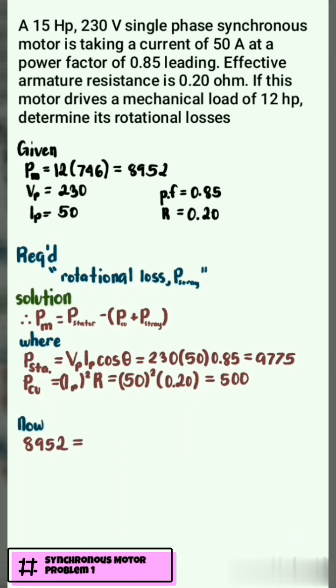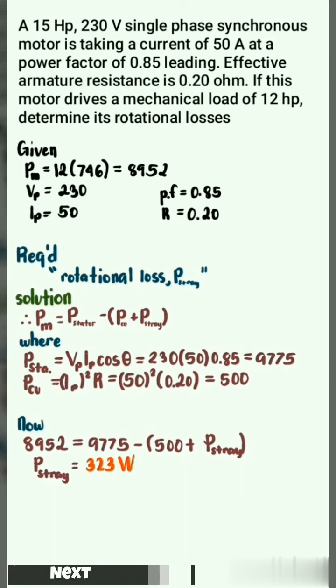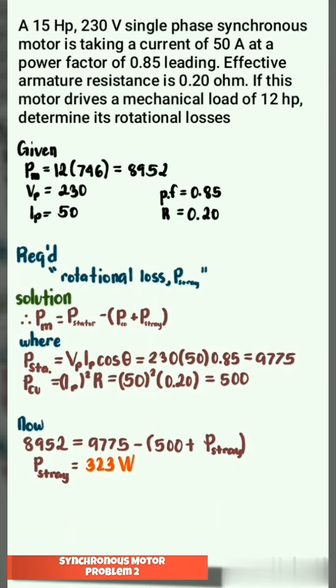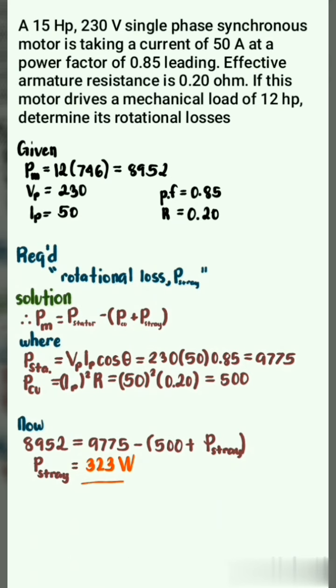8,952 equals to the P stator of 9,775 minus the copper loss 500 plus the P stray. So now we have the value of P stray equals to 323 watts. So that's the rotational losses of the synchronous motor.